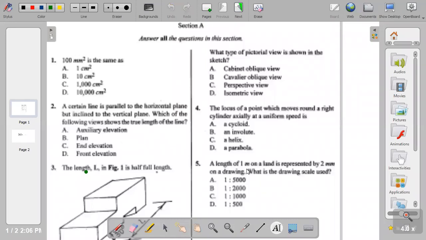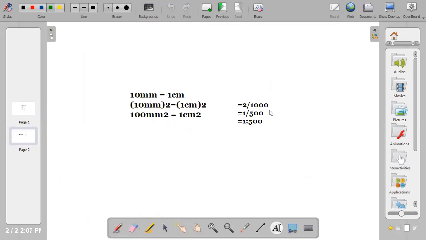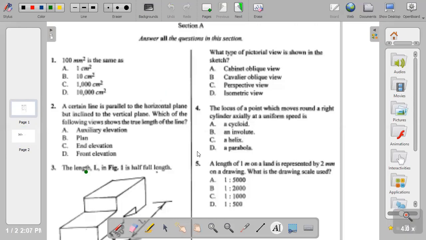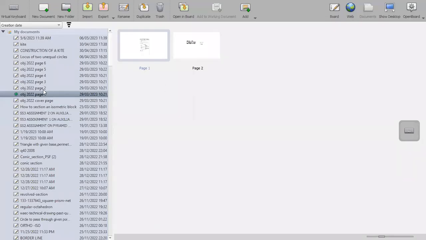We are converting the 1 meter on land to millimeters. So we have 2 millimeter over 1 meter. And when you convert 1 meter to millimeters, you have 1,000. 1,000 millimeters makes 1 meter. So 2 divided by 1,000, when you divide through, you have 1:500. So the answer to question 5 is D. I move on to question 6.